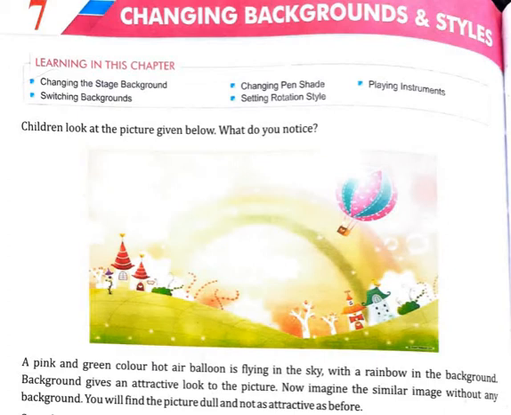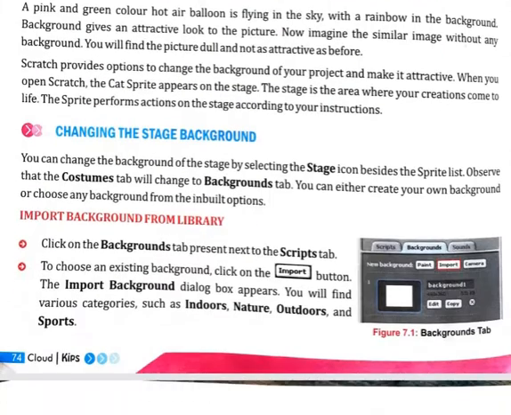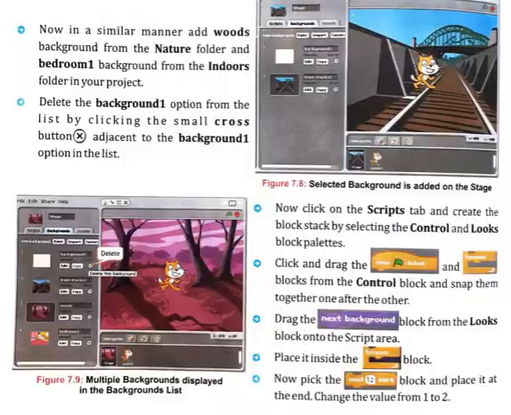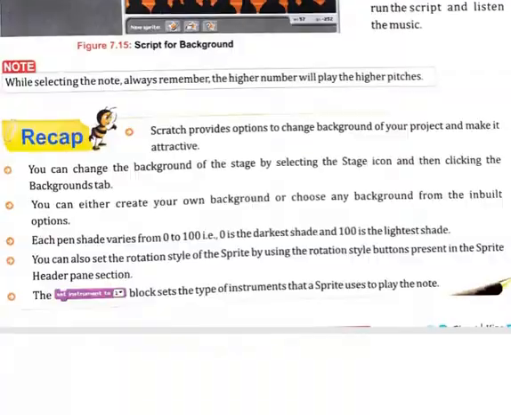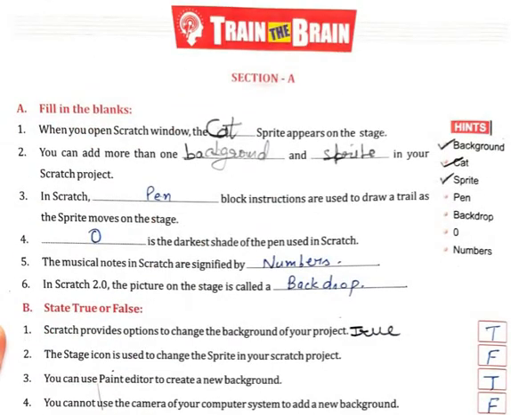I am back with the question answer series, that is class 4 chapter 7, Changing Background and Style. Let's go directly to the question and answer series. Here is Section A, filling the blanks.